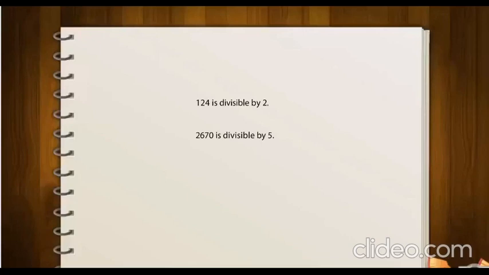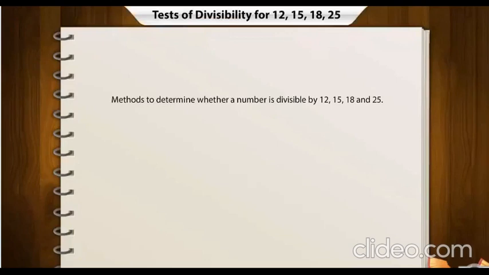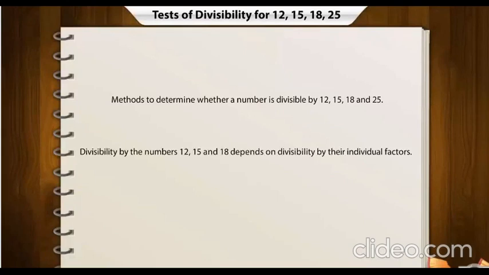Tests of divisibility are simple methods used to determine if a given number is divisible by another number or not. We have already learnt some basic tests of divisibility. In this animation, we shall look at tests of divisibility for the numbers 12, 15, 18 and 25. We shall see how divisibility of a number by 12, 15 or 18 depends on divisibility of that number by their individual factors.